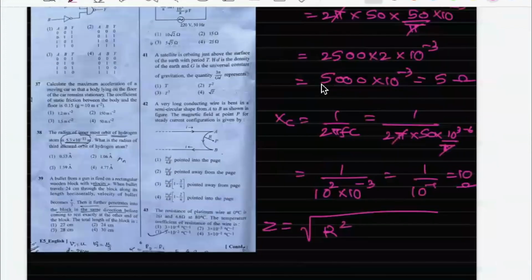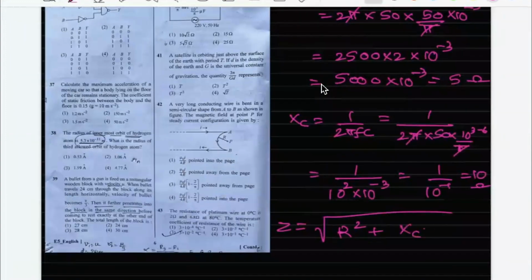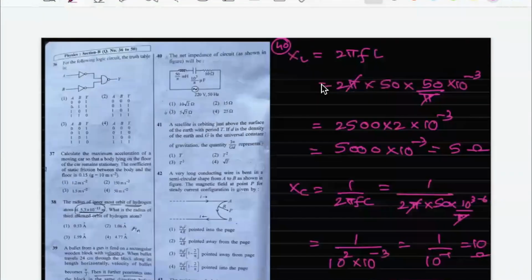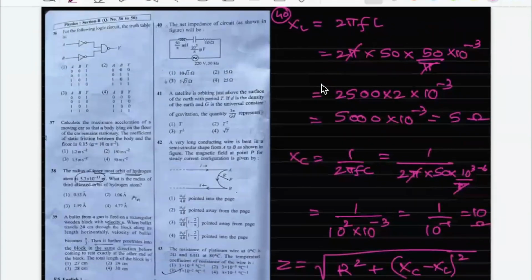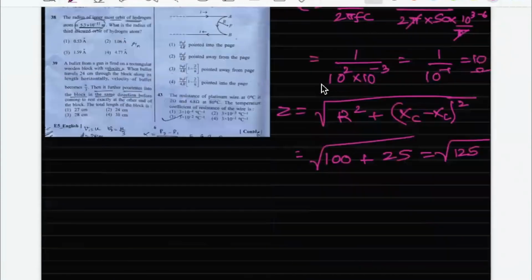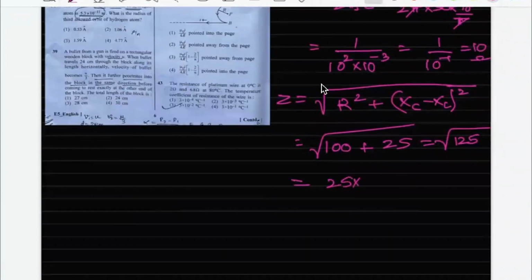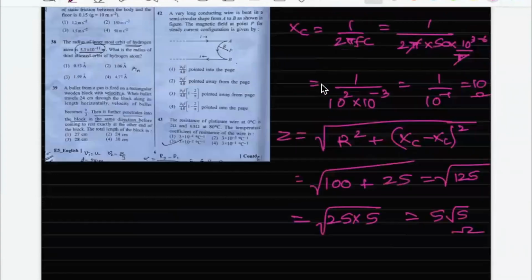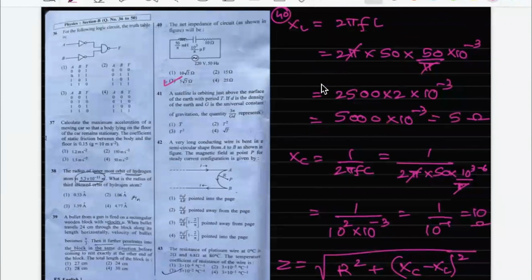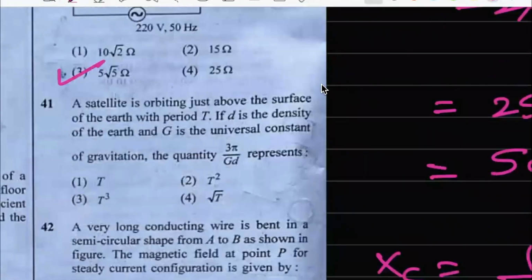Z is the root of, they're in series, right? So root of R square plus XL minus XC, or in this case I can say XC minus XL, the whole square. I mean, it doesn't matter. So what is the value of R? It's 10 ohm. So 100 plus, this is 10 minus 5. So 5 square is 25. So I have square root of 125, or I can write this as 25 into 5. So I have 5 root 5 ohms. Is there an option? Yes. Fine. 41.